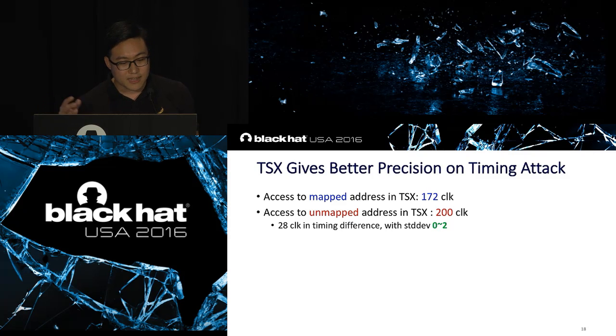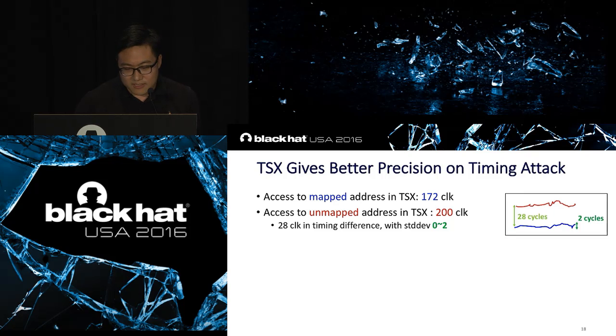So there's a 28-cycle timing channel, but the important thing is that their standard deviation is only 0 to 2. That means the channel width is about 28 cycles, but the noise is only 0 to 2 cycles, so the noise is very small. So it can be clearly distinguishable like this.